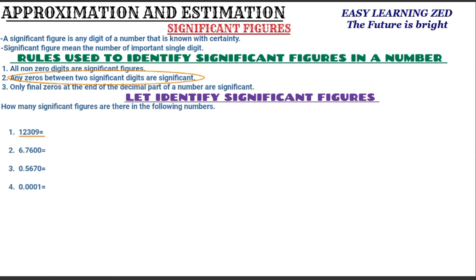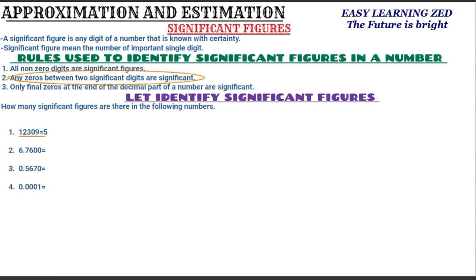So when you look at that number, 0 is in between 3 and 9, and remember 3 and 9 are significant because they are non-zeros. Therefore we can say this number has 5 significant figures. Why? Because the 0 in between the significant numbers is also a significant digit. That is the rule. So the first number has 5 significant figures.